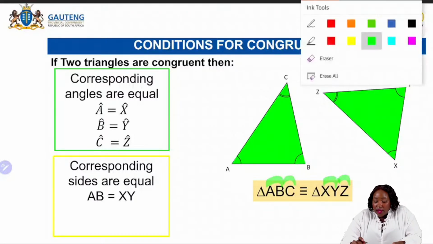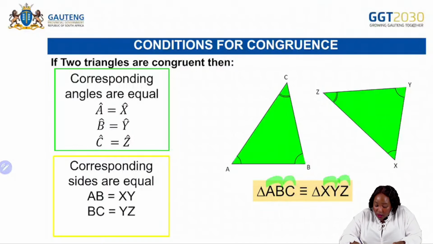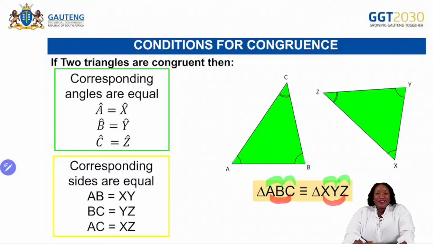Okay, and then we need a third side. What's our third side? Our third side will be AC equal to XZ. Eyebrow smile. All right, so here's the hint.